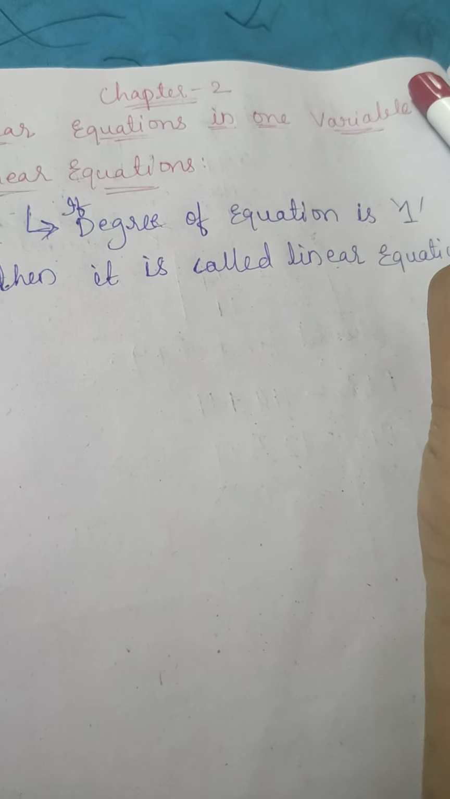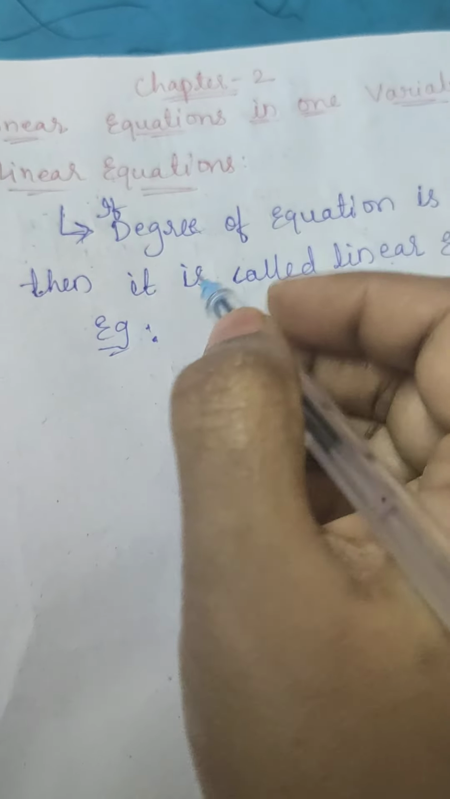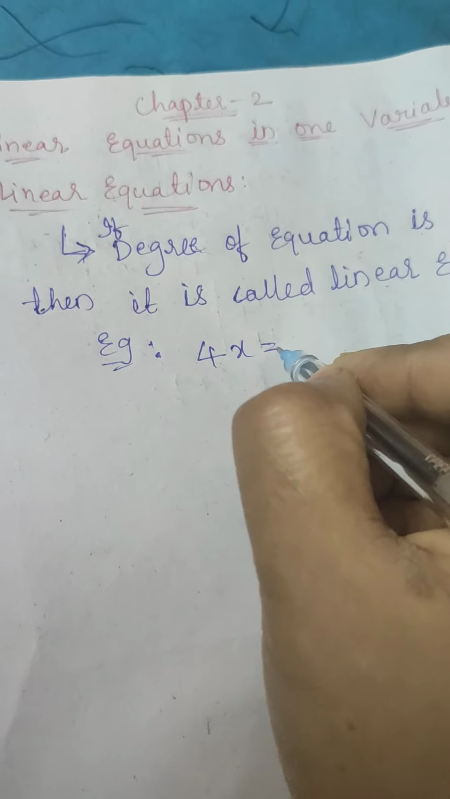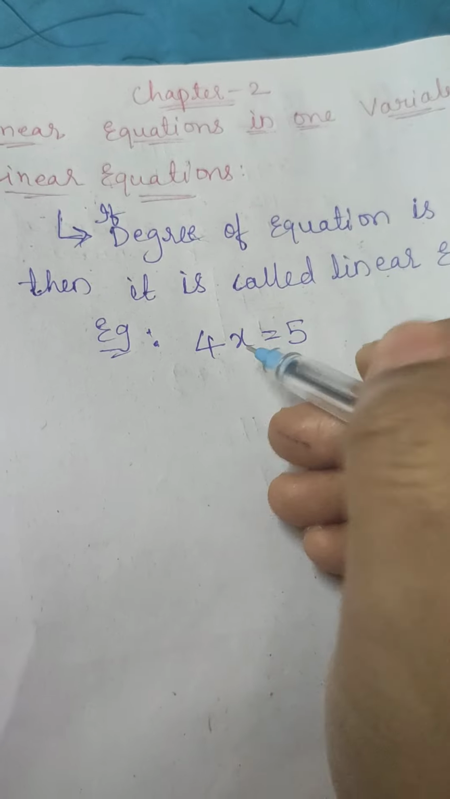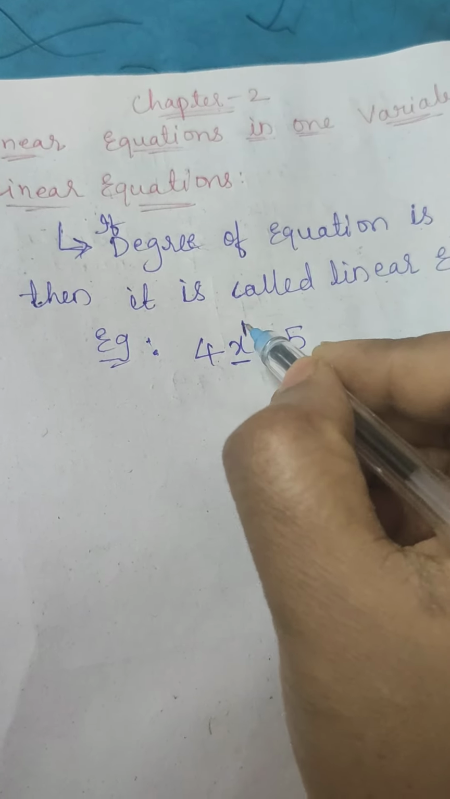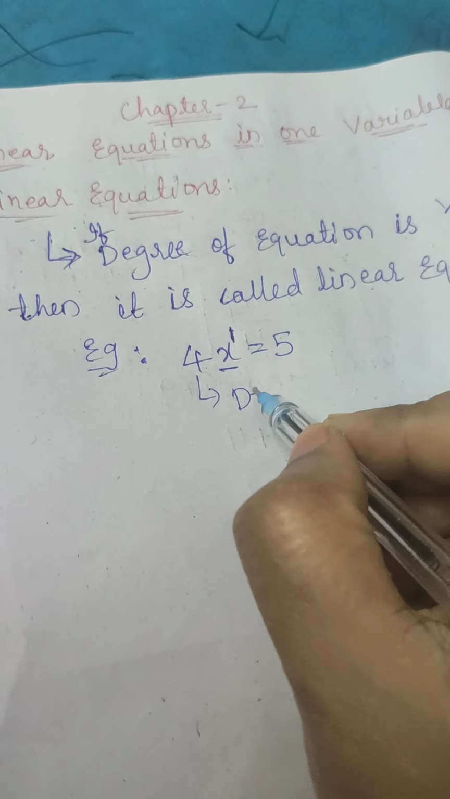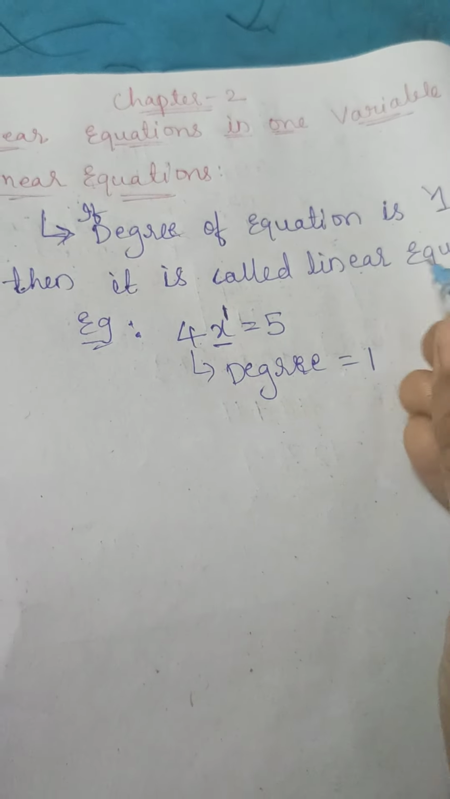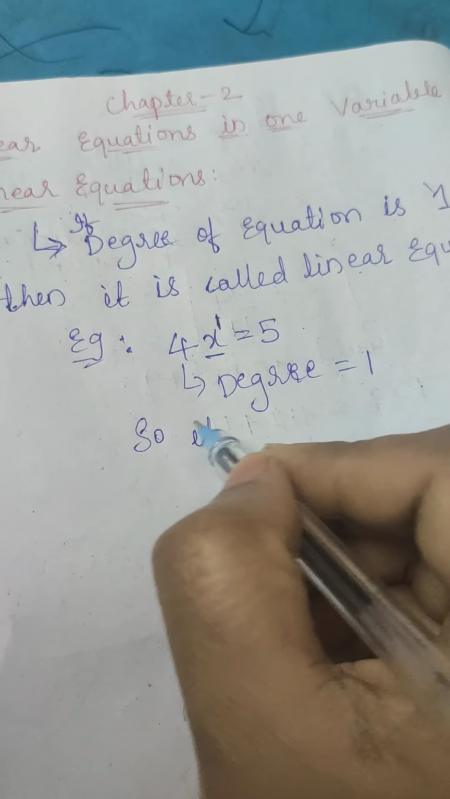Example: 4x is equal to 5. Okay, what is the degree of x here? It is 1. So the degree is equal to 1, so it is a linear equation.